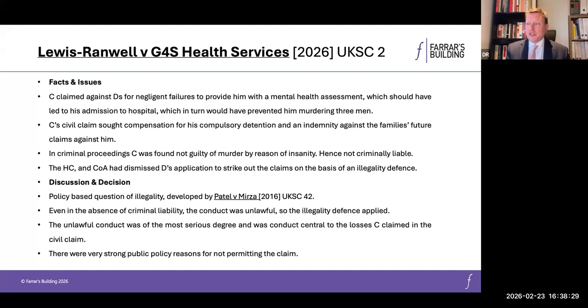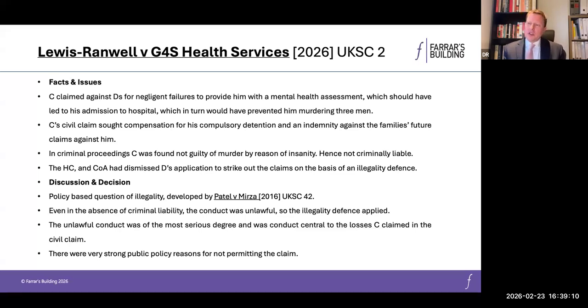But the Supreme Court has reversed those decisions effectively and applied a policy-based framework in relation to the question of illegality. And you'll recall the case of Patel and Mirza, which adopted effectively a policy-based framework to assist the question of illegality, balancing the removal of a claim against, on the other side of the coin, the public interest or the importance of upholding faith in the judicial system, so that people who have done bad things, put bluntly, aren't rewarded.